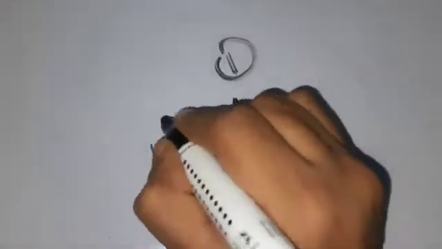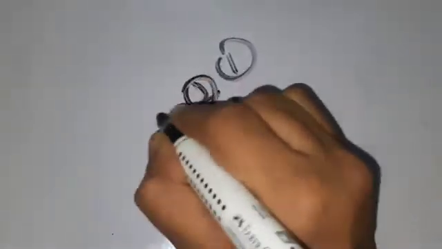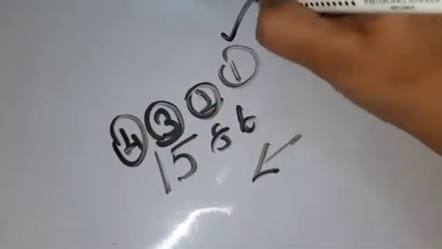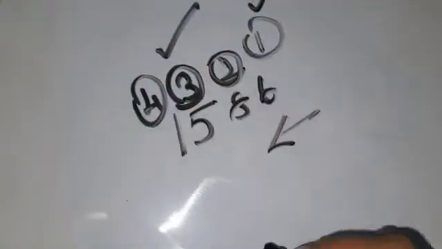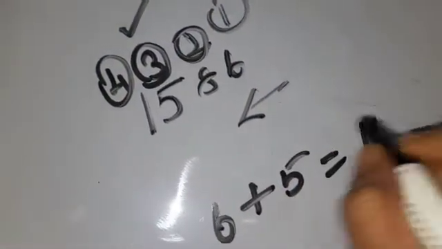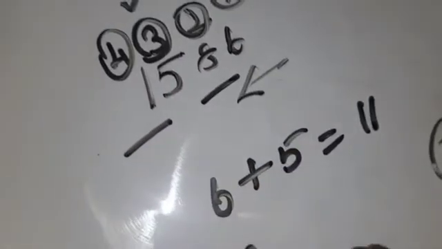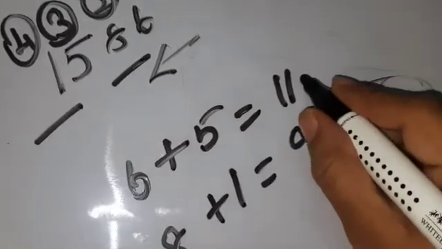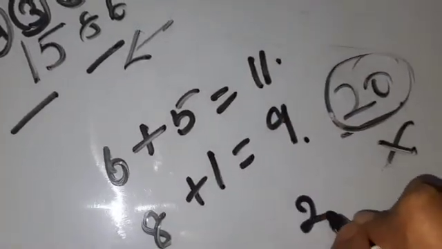1, 2, 3, 4. So select the odd digits and add it. 6 plus 5, which is equal to 11. Then we have to sum the even digits. 8 plus 1 equal to 9. When we subtract this, we get the difference as 2.